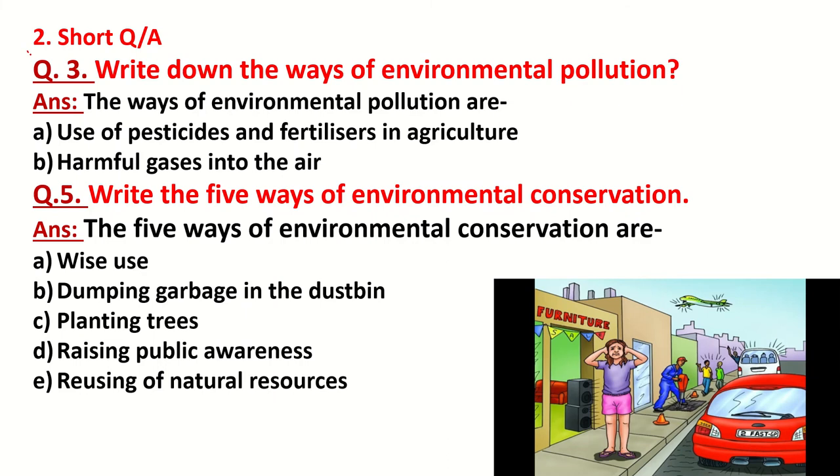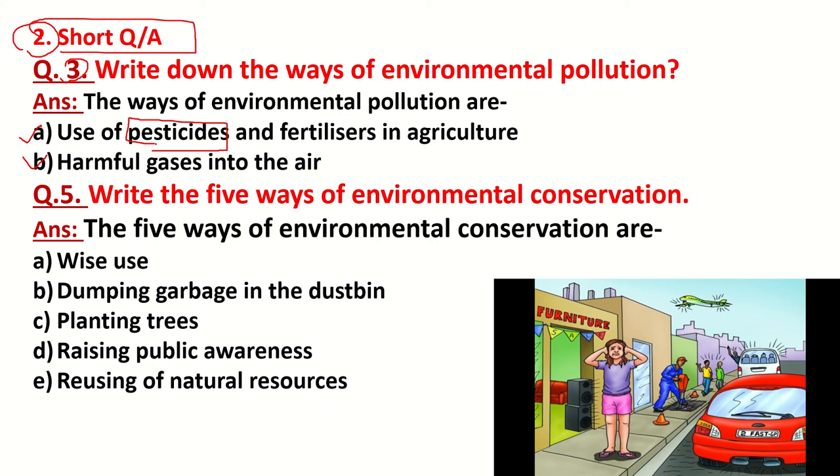So here is a short question, guys. Here is number three: write down the ways of environmental pollution. So this is a short question. There are marks, maybe 2 or 3 marks. So you just write two here. Number one, the ways of environmental pollution are use of pesticides. So what do you mean by pesticides? Pesticides are poisonous chemical substances.